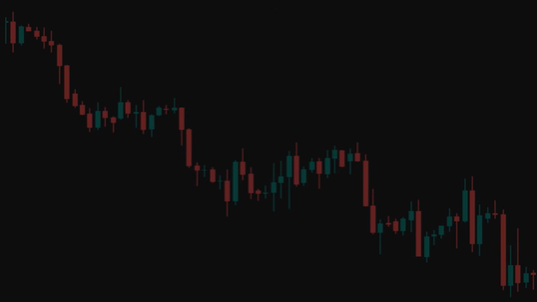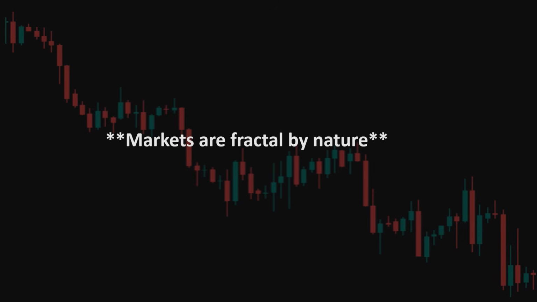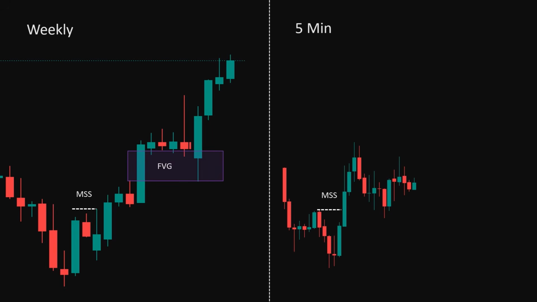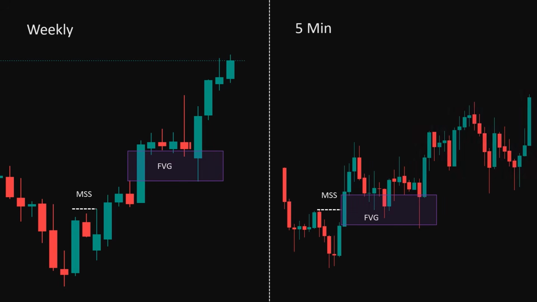Now, something important to remember. Markets are fractal by nature. Meaning, whether you're looking at a weekly chart or a 5-minute chart, you'll see similar patterns, similar trends, and similar price action behavior. Because of this, high, medium, and low are relative, depending on your trading style. Whether you're a day trader or a swing trader, the logic behind top-down analysis stays exactly the same.